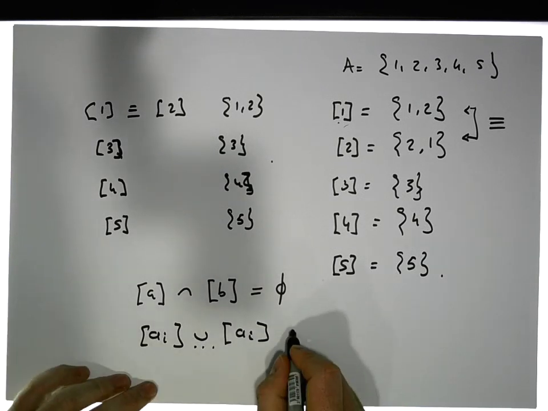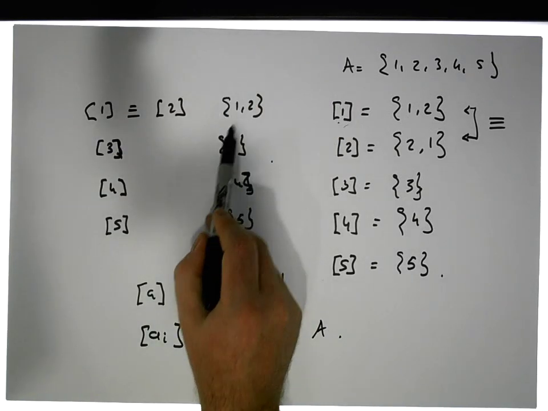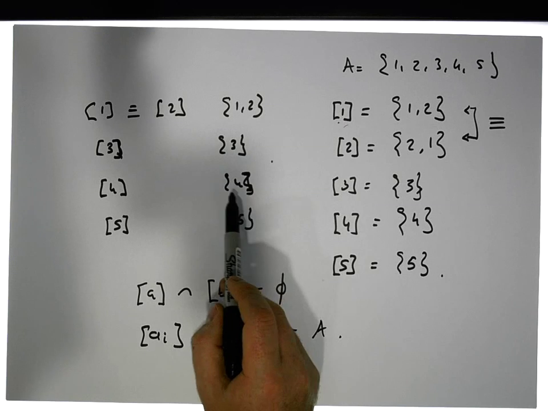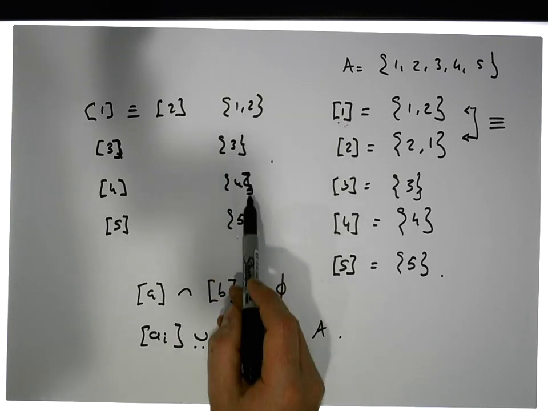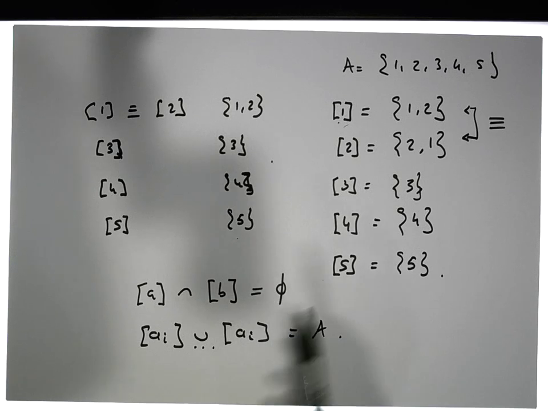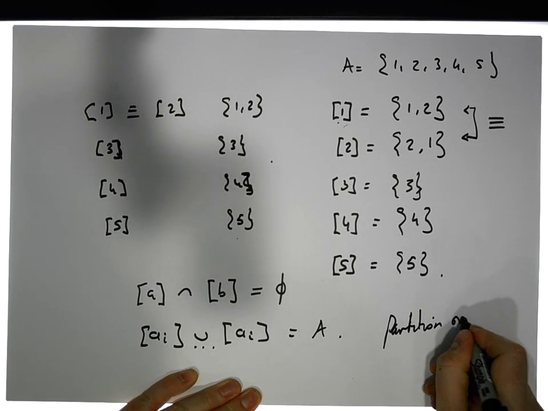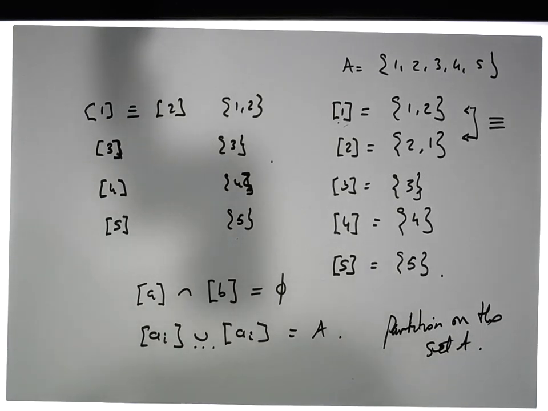Also, when we union all of these equivalence classes all the way across, what we actually get is the set A itself, because when we union this set and this set and this set and this set, we get 1, 2, 3, 4, and 5 when we throw them all into the same set. And the intersection of any of these is disjoint. So what we now have is a partition on the set A, which is important because we have a theorem that tells us that an equivalence relation forms a partition on a set A.